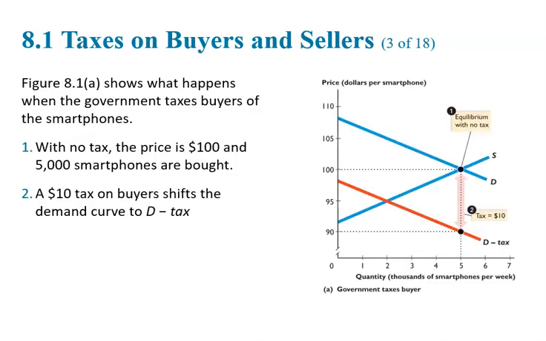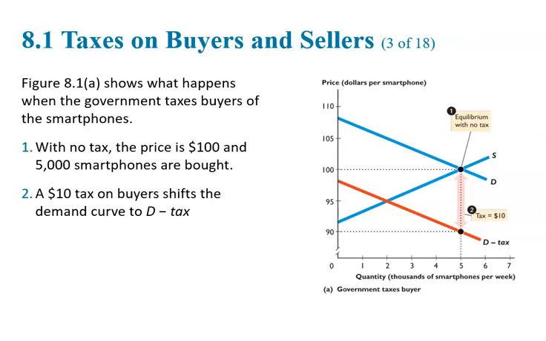As always, it becomes easier to see these kinds of economic phenomena when you take a look at them graphically, and that is what we will resort to, even in this case of taxes. This figure on this slide shows what happens when the government taxes buyers of the smartphones. And once again, keep in mind that the tax remains the same. It's a $10 tax on smartphones.